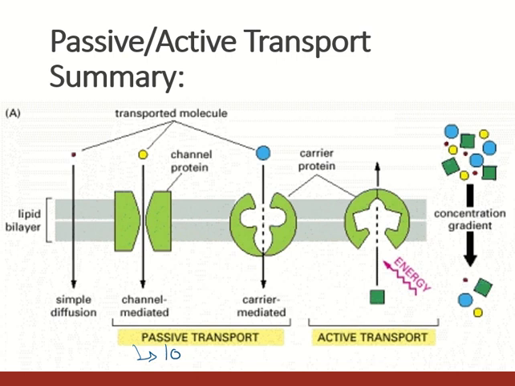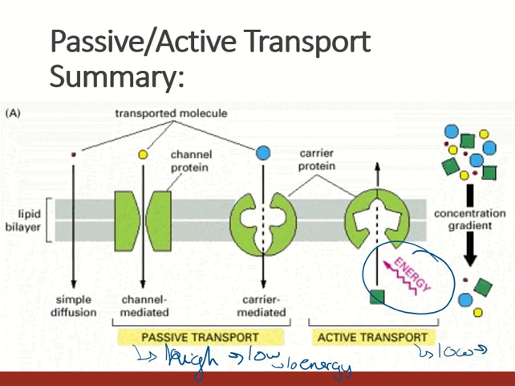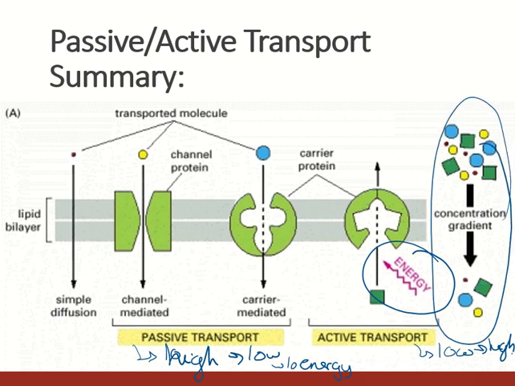And so then, just as we review, remember passive is always going from an area of high concentration to low concentration without energy. Where active always needs energy because it's going from low to high. And you're always trying, except for the form of active, to equal out your concentration gradient, especially when you're talking about passive transport. That's why it's going from an area of high to low.